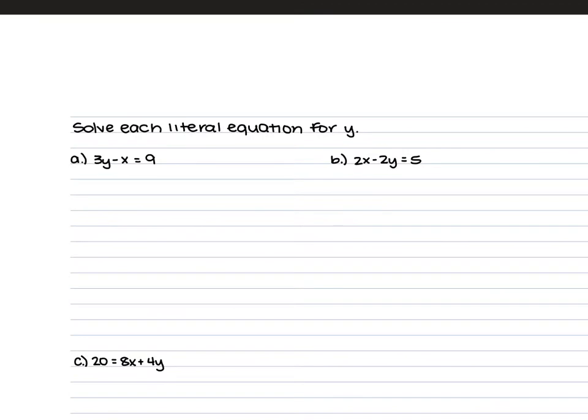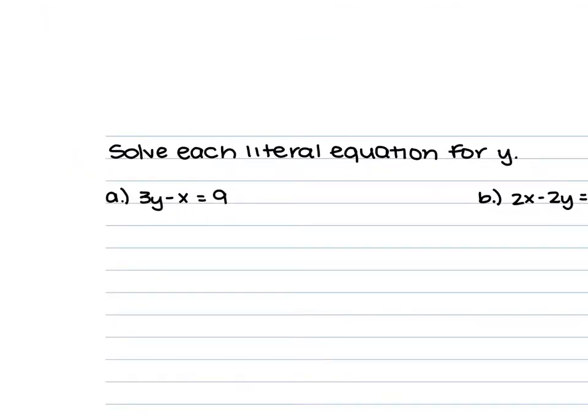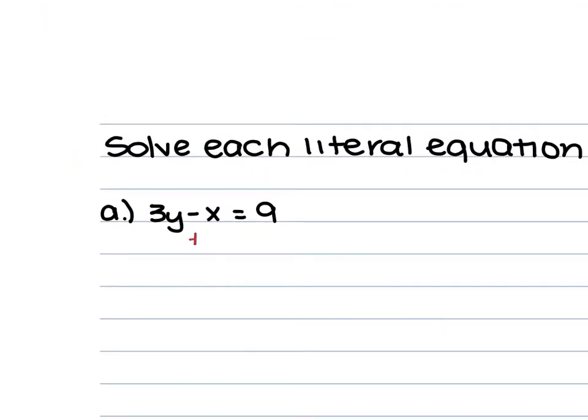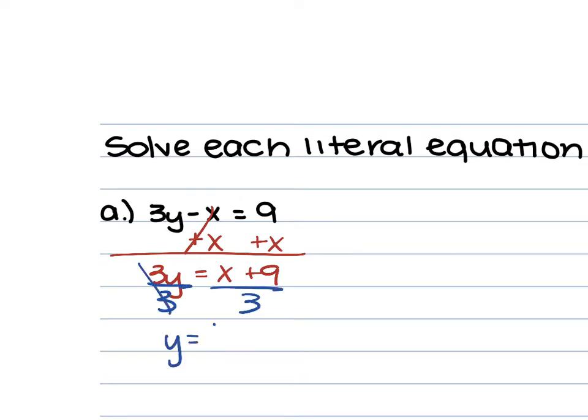For example A, we're solving for y, so we're going to just move the x over by adding it to both sides. We get 3y is equal to x plus 9. Then we just divide each side by the 3 to get y is equal to 1/3 x plus 3.